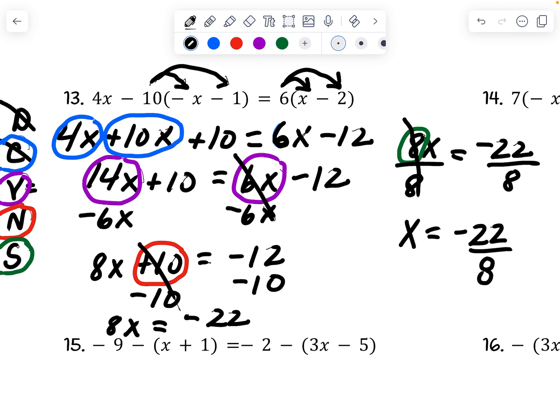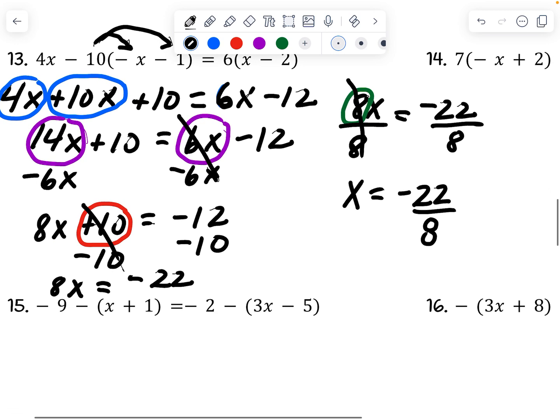Now, it doesn't come out evenly, does it? 8 doesn't go into 22 evenly. That's okay. You could end up with a fraction for your answer. But you need to ask yourself, is this the simplest fraction? Is this a simplified fraction? And it isn't. Both of those numbers can be divided by 2, which leaves us with x equals negative 11 over 4.